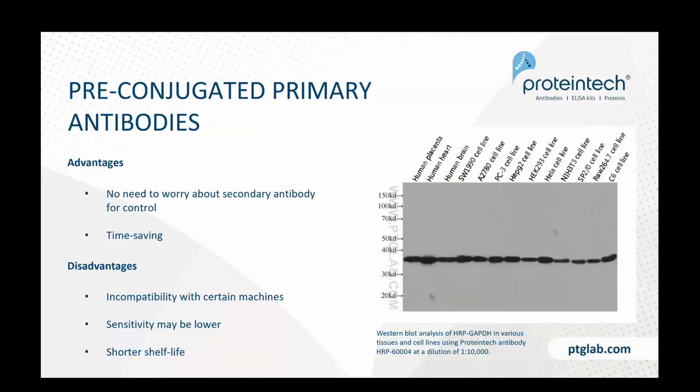The last disadvantage is that it tends to have a shorter shelf life. Anytime you conjugate an antibody with something, the stability of that conjugate is quite low. However, having said that, a lot of customers really love these because you're able to save so much time and resources.